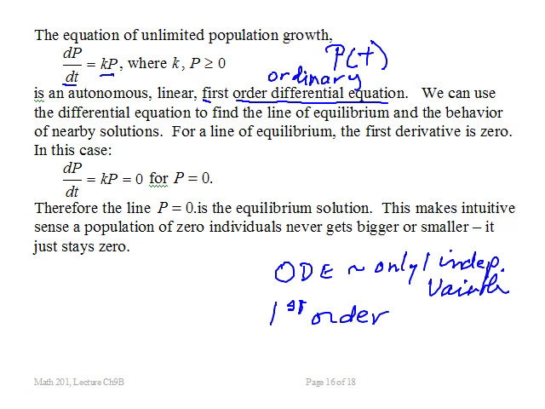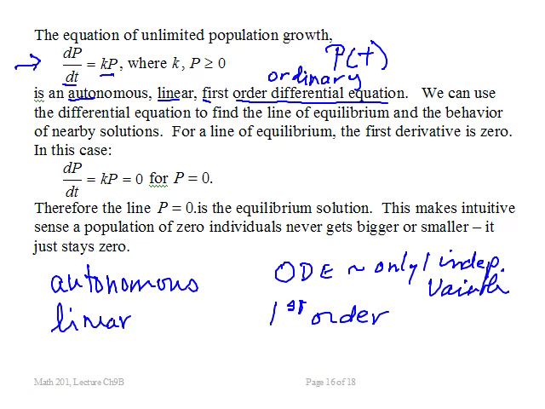Now the independent variable is t, but it does not appear explicitly. In this equation right here, there is no t. That makes it autonomous. And now the first derivative appears to first power only. The function itself, p of t, appears to first power only. It's linear. So it's an autonomous, linear, first order, ordinary differential equation. So let's look through it just like we did for Newton's law of cooling.